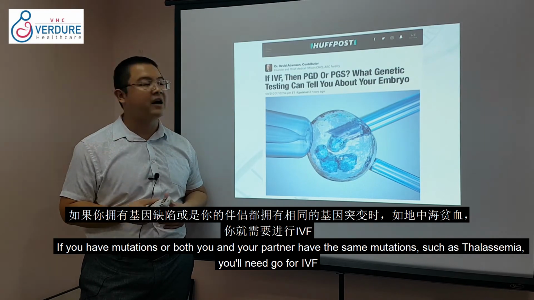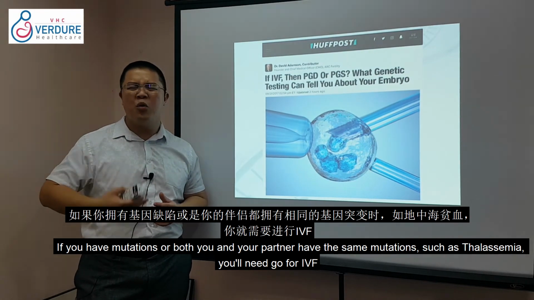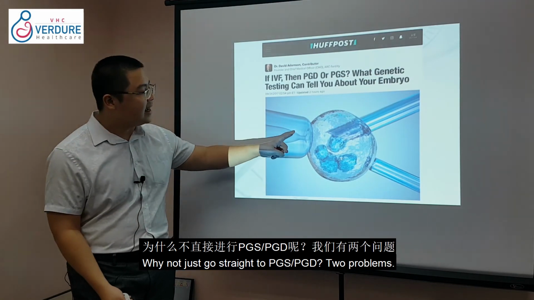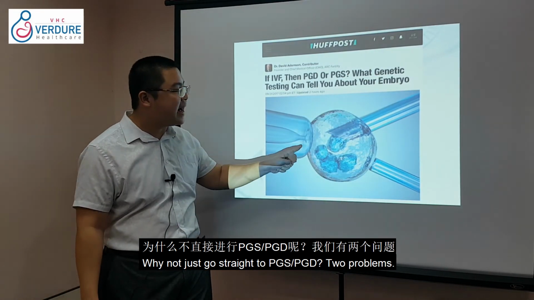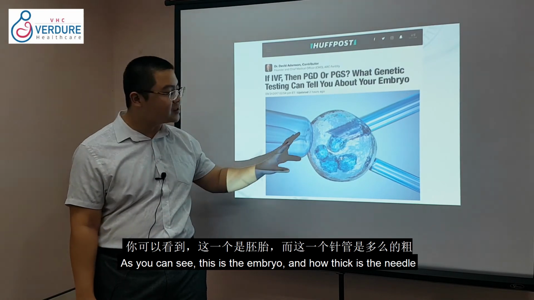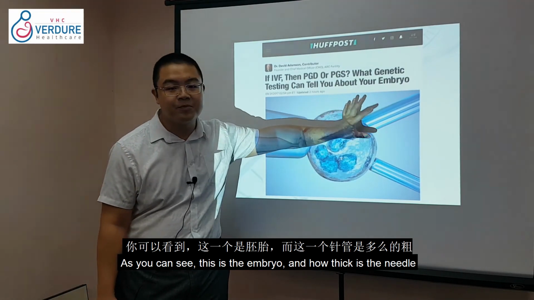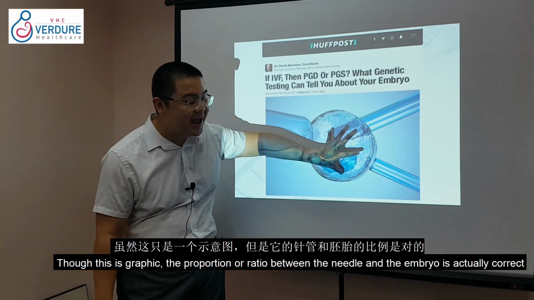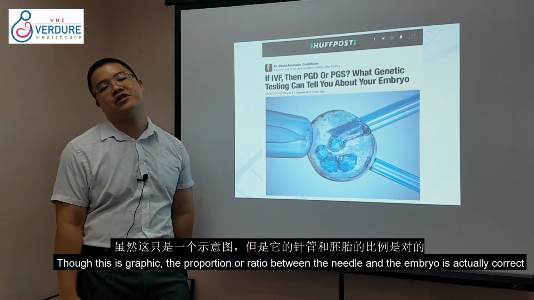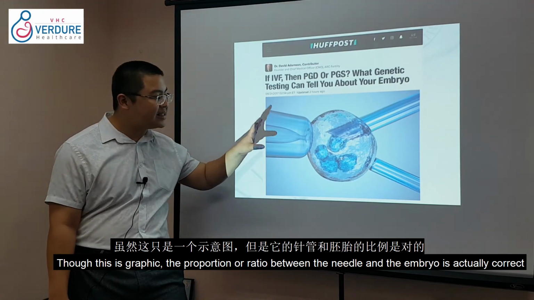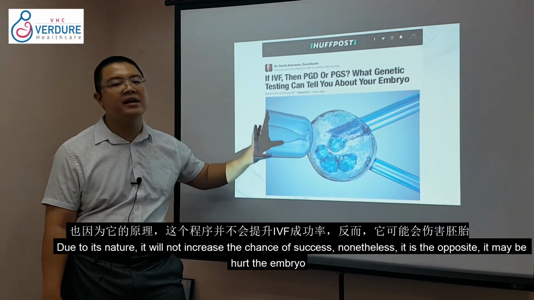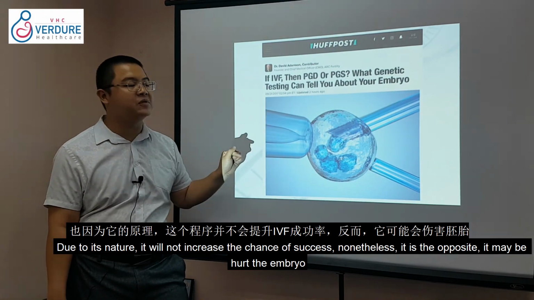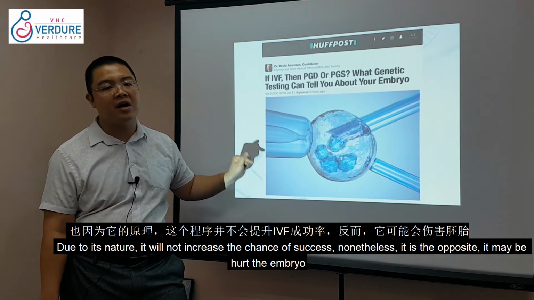Right, but if you are carrying the same kinds of genetic mutations such as thalassemia, then you will need to go for IVF, all right? But you might have a question, why don't we all just straight away go for IVF? 2 problems. As you can see, this is the embryo, but how thick is the needle? Of course, this is graphics, but the proportion or the ratio between the needle and the embryo is actually correct. So due to its nature, it will not increase the chances of success, but on the exact opposite, it might even hurt the embryo.